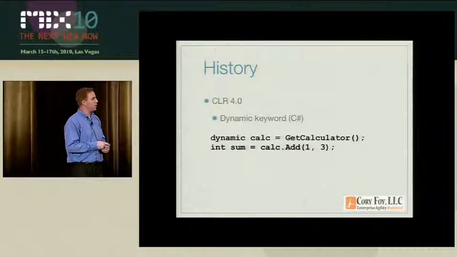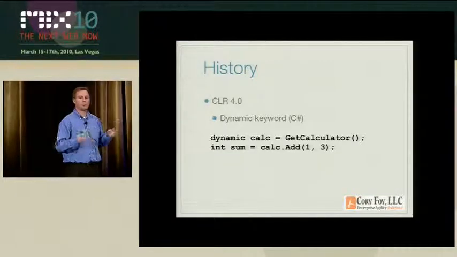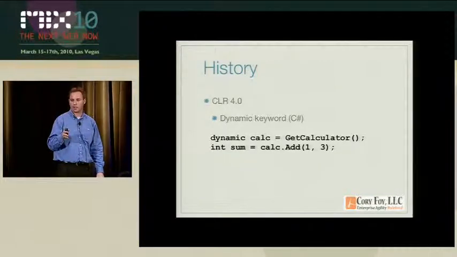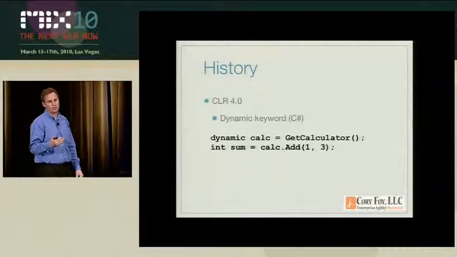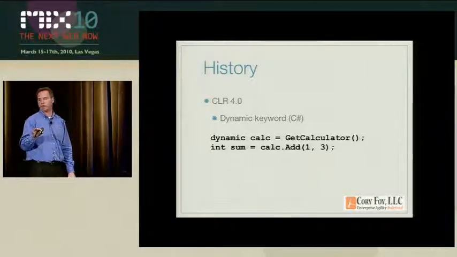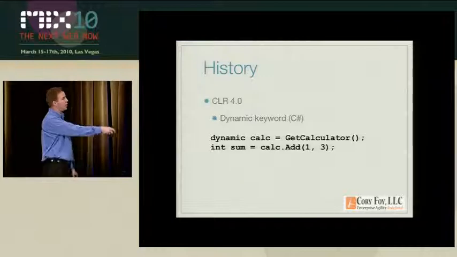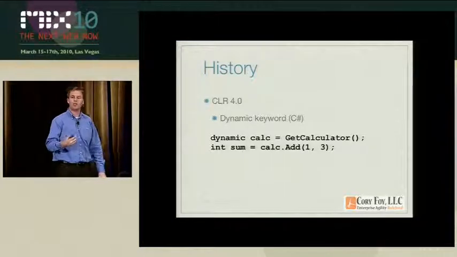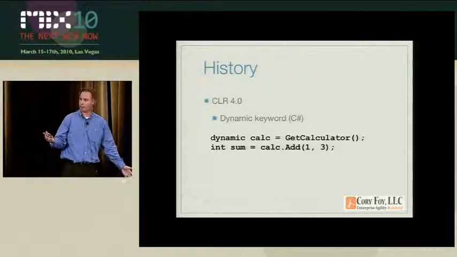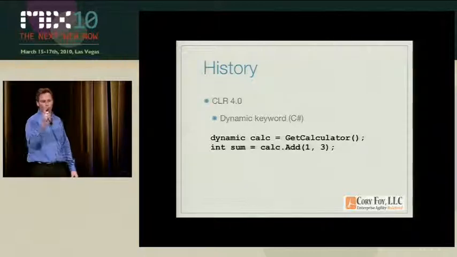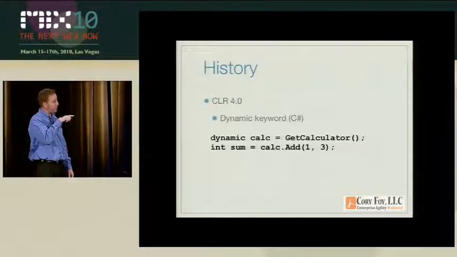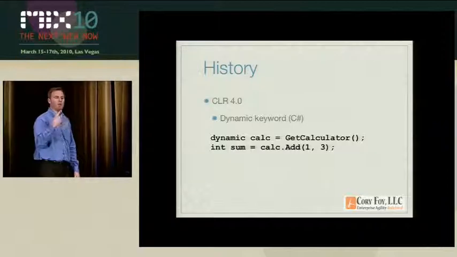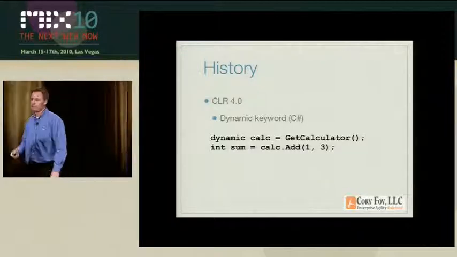So what happens here is that var is resolved at compile time. The dynamic type is resolved at runtime. And where that becomes very interesting is that in Visual Studio, for that add method, IntelliSense will say, well, I don't know what it is. It's going to be resolved at runtime. So it actually is not looking for that at compile time, but it's waiting until runtime to resolve it.